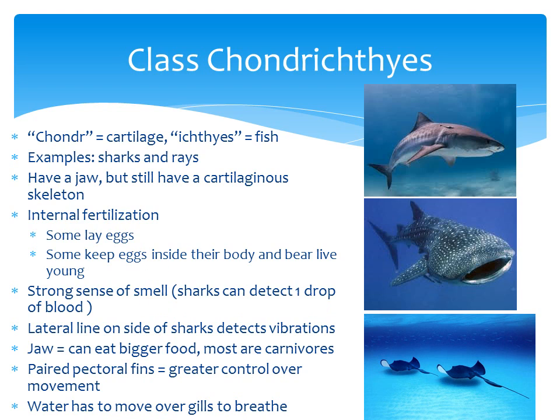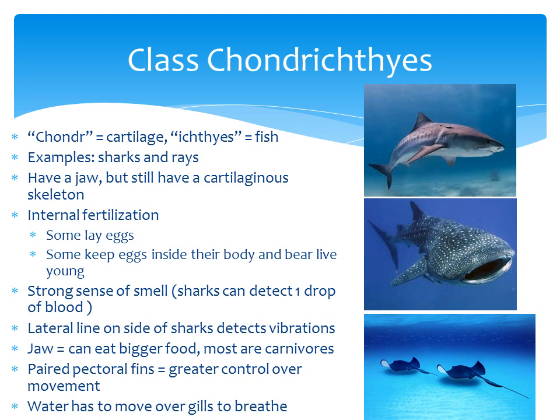The fish in Chondrichthyes have a strong sense of smell. Sharks can detect one drop of blood in 35 gallons of water. So in 35 gallons of water, if there's one little drop of blood, a shark would know. One of their senses is that they have this lateral line on their side. Like on this picture up here, it's that line there, and it detects vibrations in the water.